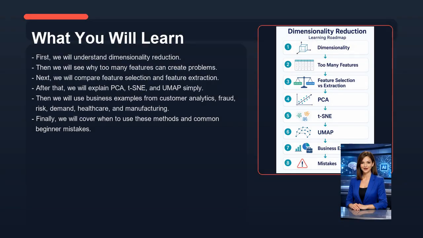Now let's look at what you will learn. First, we will understand dimensionality reduction. Then we will see why too many features can create problems. Next, we will compare feature selection and feature extraction. After that, we will explain PCA, t-SNE, and UMAP simply. Then we will use business examples from customer analytics, fraud, risk, demand, healthcare, and manufacturing. Finally, we will cover when to use these methods and common beginner mistakes.